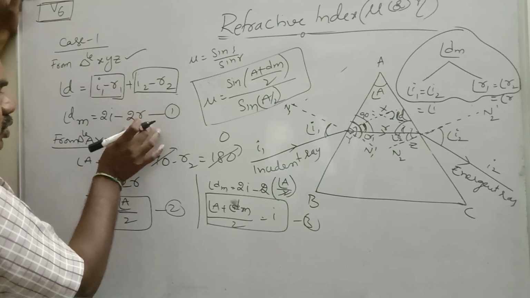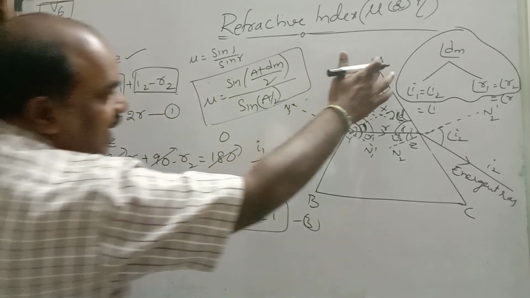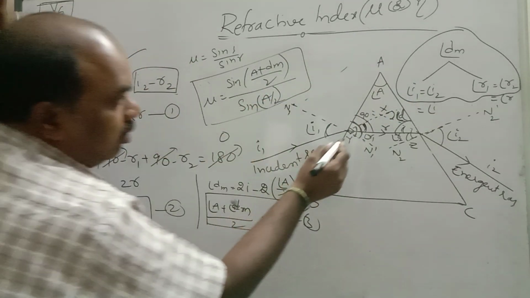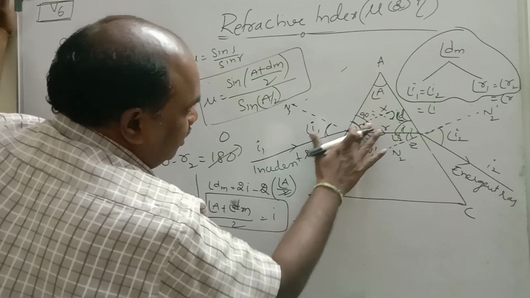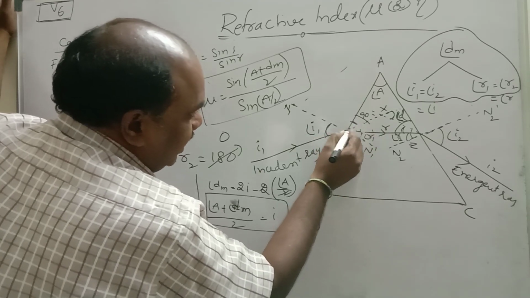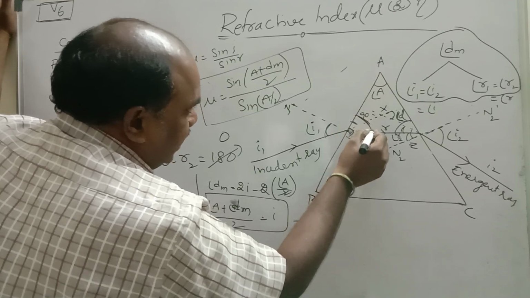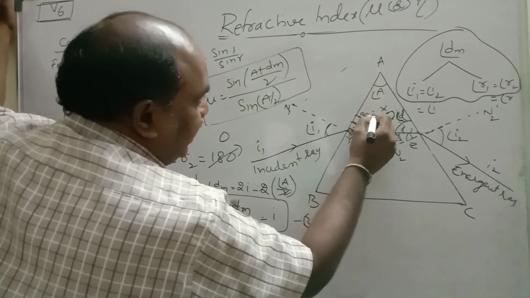r plus r minus 2r. Equation 1. From the big triangle XYZ, the sum of angles equals 180. This is angle A. I want only up to here. This total angle is making 90 degrees with the normal, so I want only up to here. So that is 90 minus r1. This is 90 minus r1.